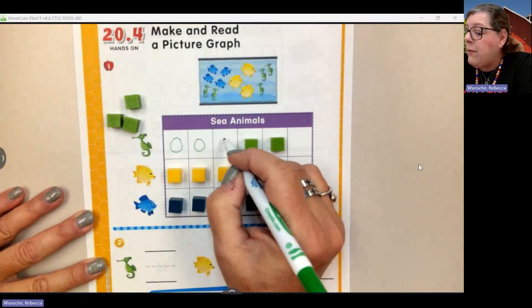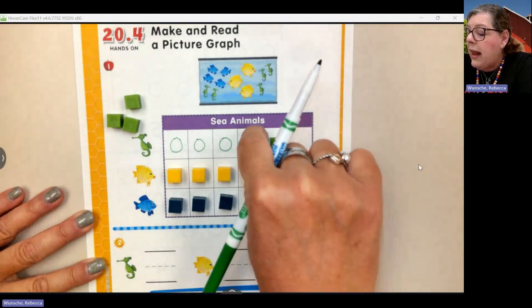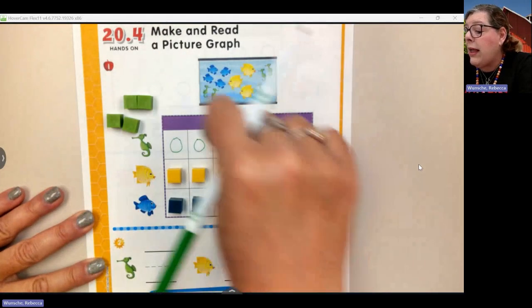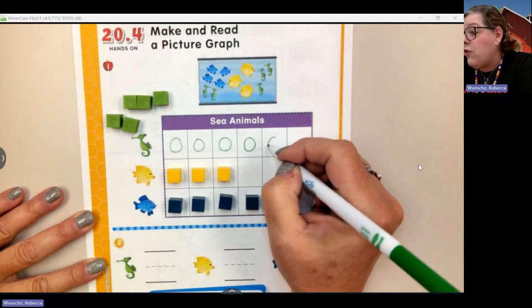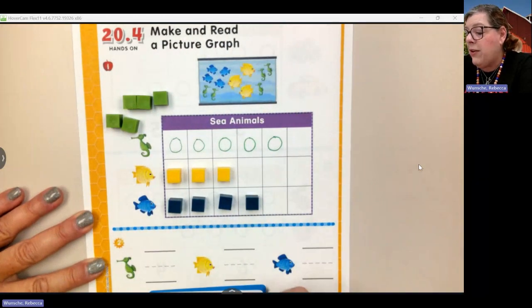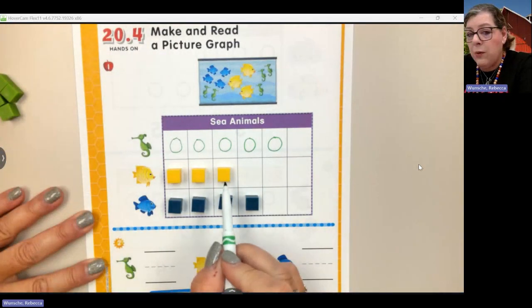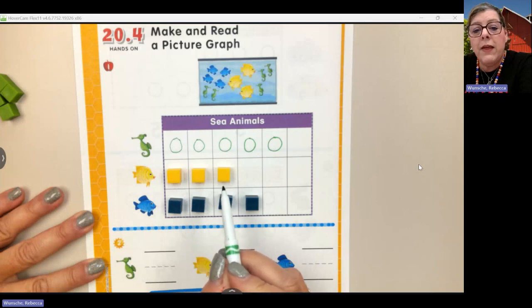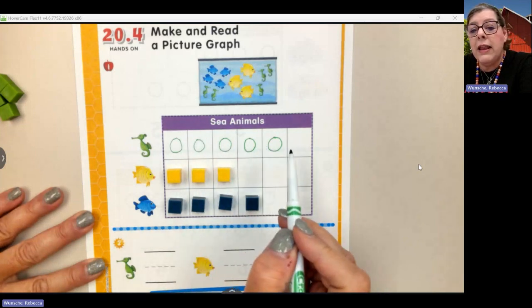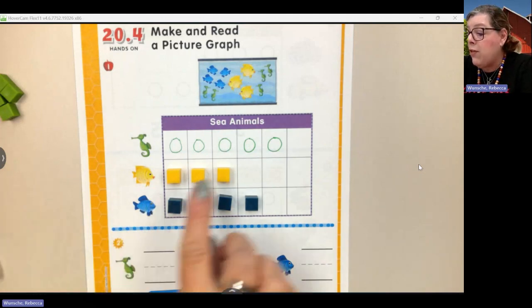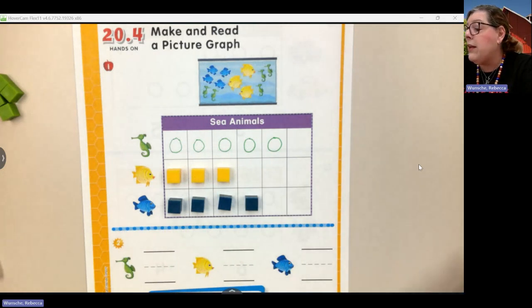This way, I'm creating my graph, and I can keep it for future reference, or I can keep it to take home and show my parents, anything that I want to do, but it lets me make the connection between the real world objects, my manipulatives that I use, and now to see it in picture form. This is really starting us looking at graphs as with pictures in them, because that's what we'll be looking at when we get to first grade.